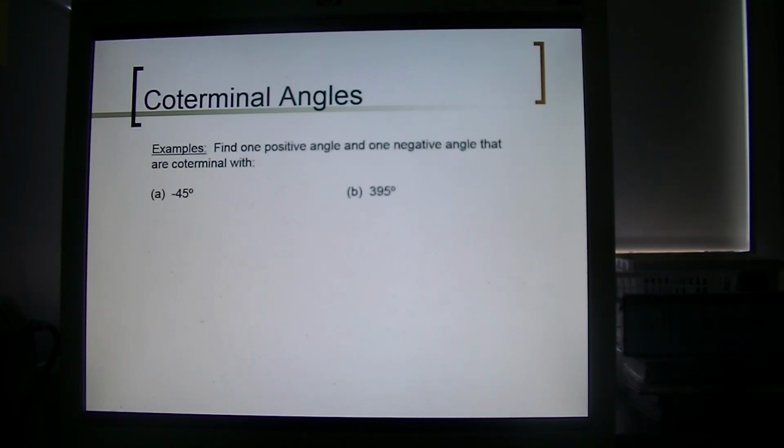So if I want to find a positive angle and a negative angle that are coterminal with negative 45 degrees, we're going to start with negative 45 degrees. I am going to be looking for a little bit of work with this, not a whole lot, but our rule says, what do we have to do? Add 360. So do that.